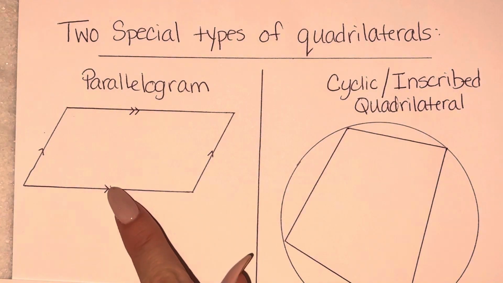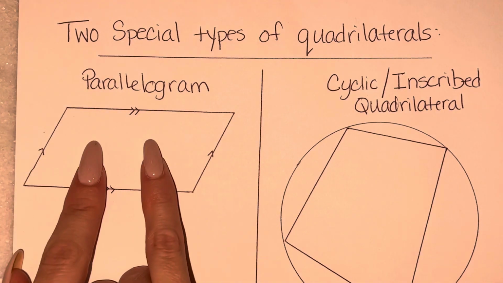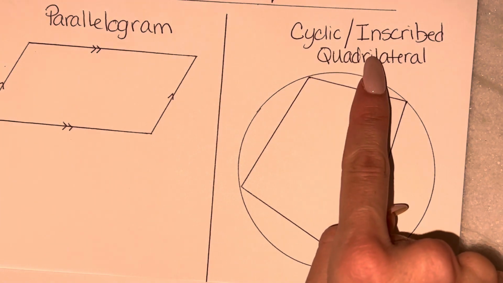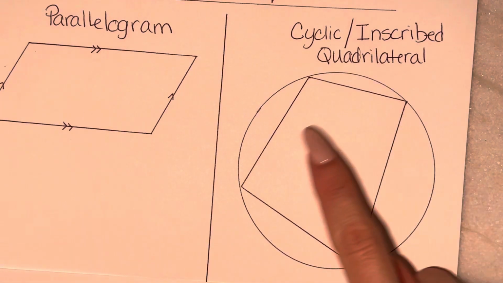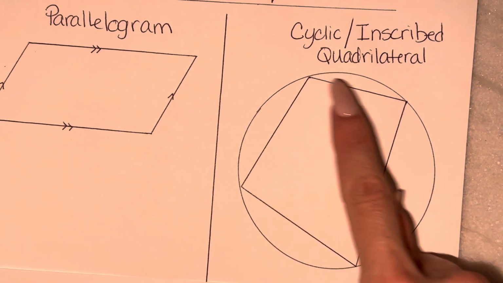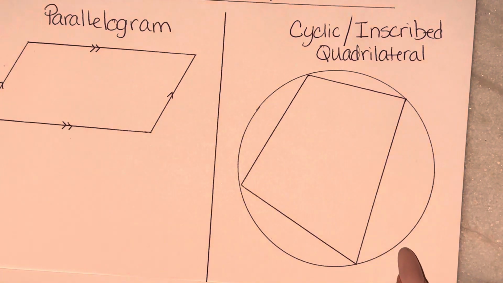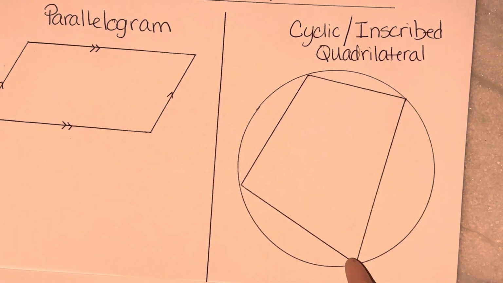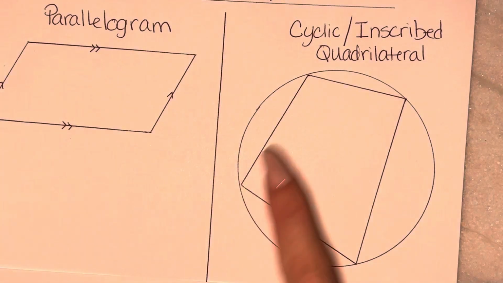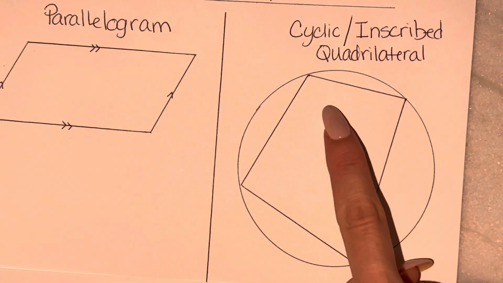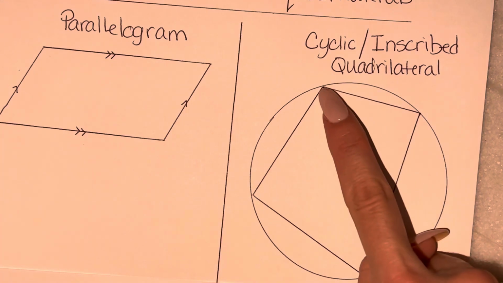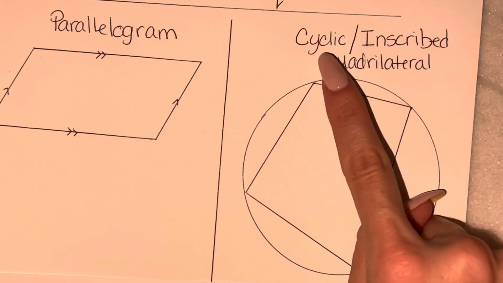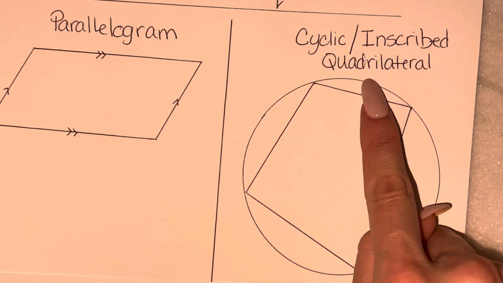So parallel and parallel, that makes a parallelogram. And then a cyclic or an inscribed quadrilateral, I think it's pretty obvious. It just means a four-sided shape that's inside of a circle. Now, the important part is each vertex of the quadrilateral must be touching the circumference of the circle. So it can't just be drawn on the inside. It's got to go all the way to the edge of the circle. So that's what we call a cyclic or an inscribed quadrilateral.